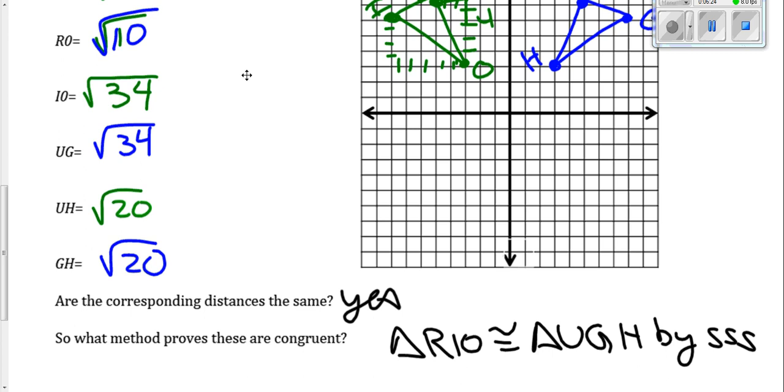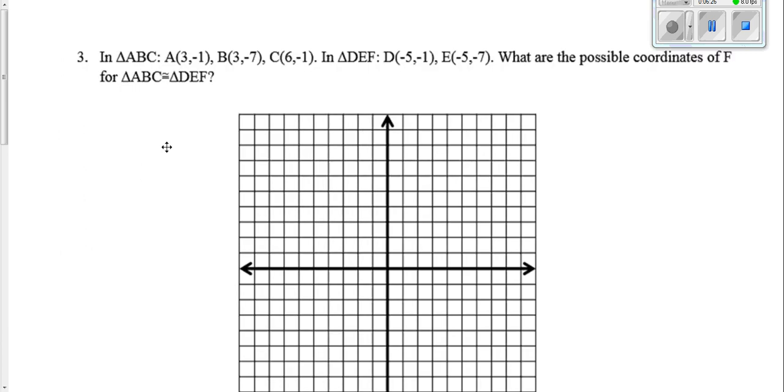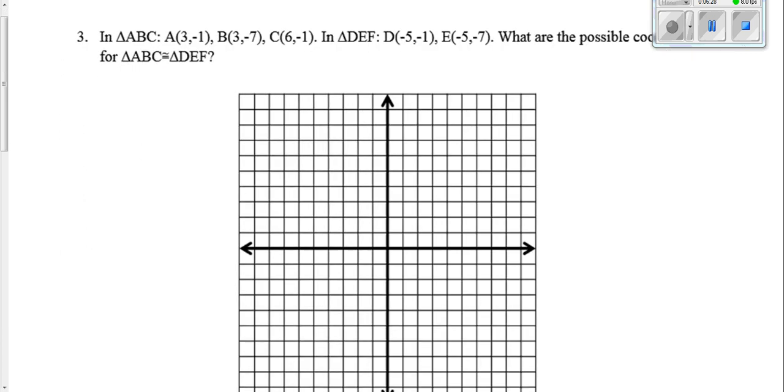Taking a look at the next page, looking at example number 3, we're given, once again, 2 triangles, and we're asked to find possible coordinates of F. So if you notice in the second triangle, we aren't given the third point. We need to find it. So let's start by plotting points for triangle A, B, C. So A is at 3, -1.